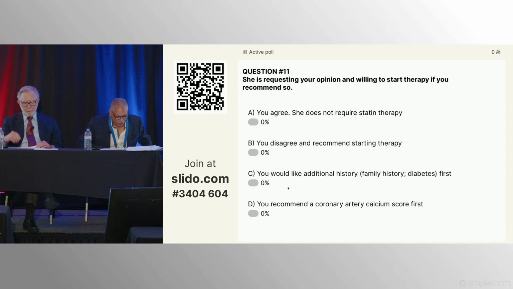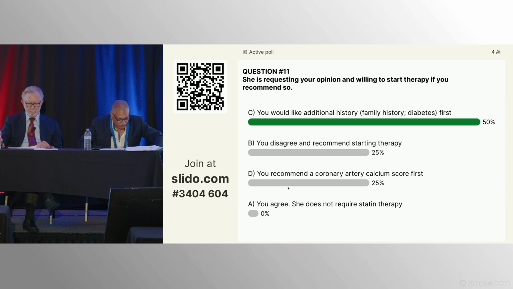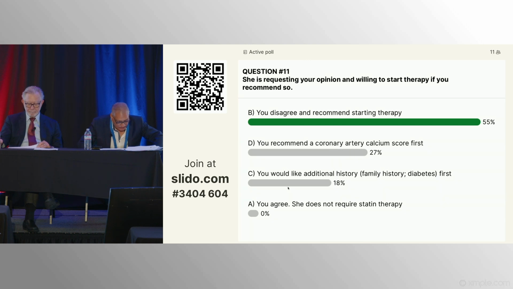A 56-year-old woman with a history of hypertension and tobacco use comes to discuss her lipid panel. LDL cholesterol is 160. HDL cholesterol is 105. Total cholesterol to HDL ratio 2.6. She was told that because her HDL cholesterol is high and the total cholesterol to HDL ratio is low, she does not require statin therapy. She's requesting your opinion and willing to start if needed.